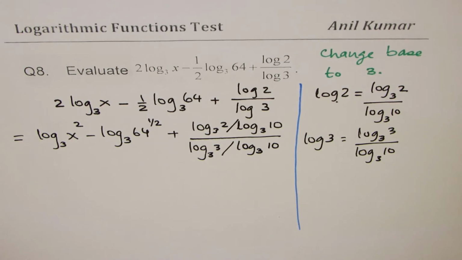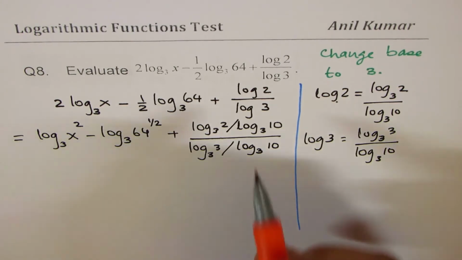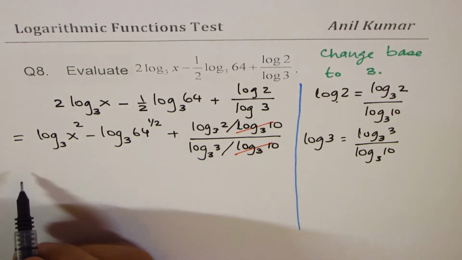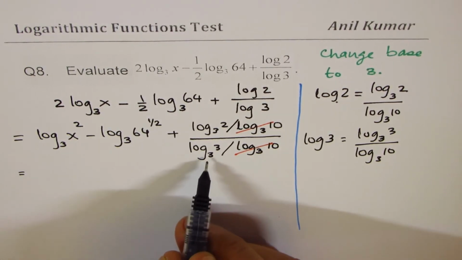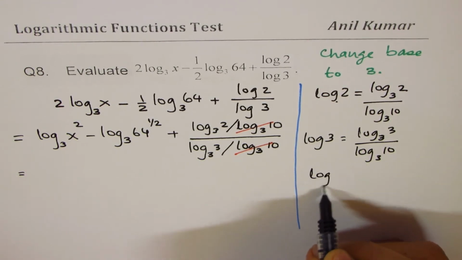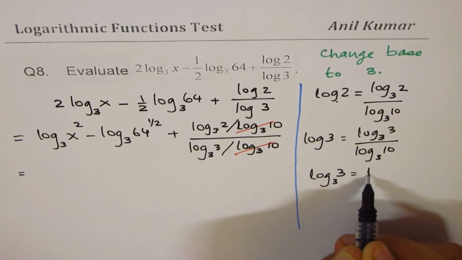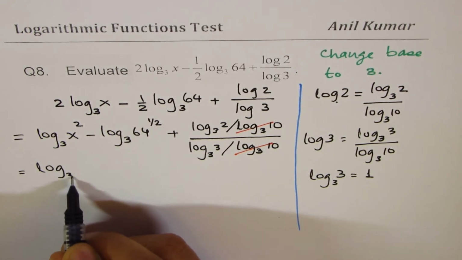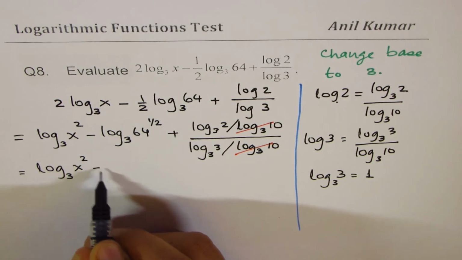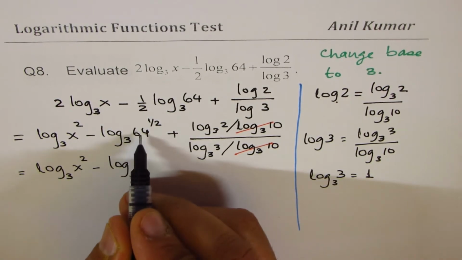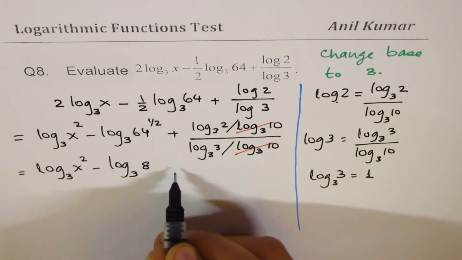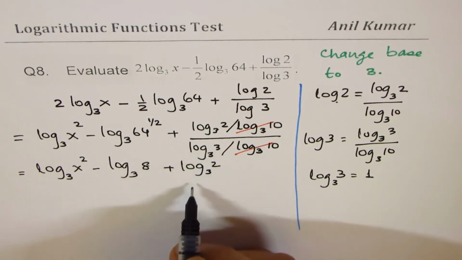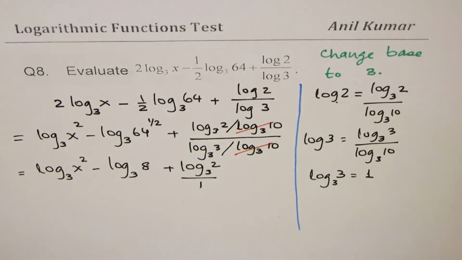So log to the base 3 cancel out. Perfect. So we can cancel these base terms. So what do we get here? Log 3 of 3 is equal to 1. So this becomes 1. So we get log 3 x square minus log 3 square root of 64 is 8 plus log 3 of 2. Since this is 1, if you want, you can write 1 here.